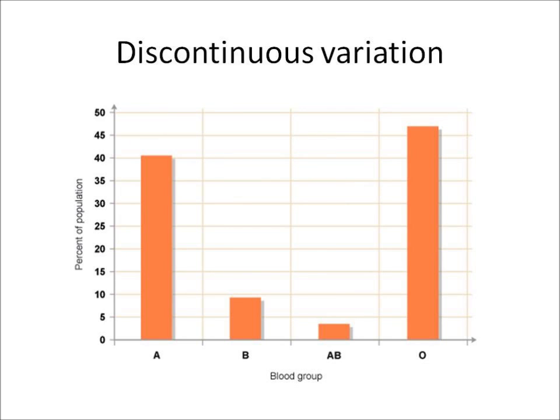Discontinuous variation is variation where there are only a fixed number of options. So blood group, you are either A or you're B or you're AB or you're O. So there are only 4 options. With your sex, you are either only male or female. So there are 2 options. Discontinuous variation in characteristics is usually caused by the instructions within your cells and is called genetic variation. So discontinuous variation is normally caused just by your genes.